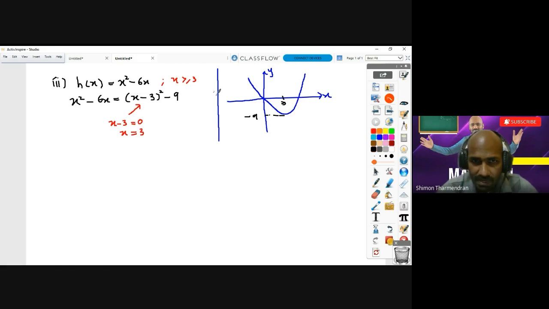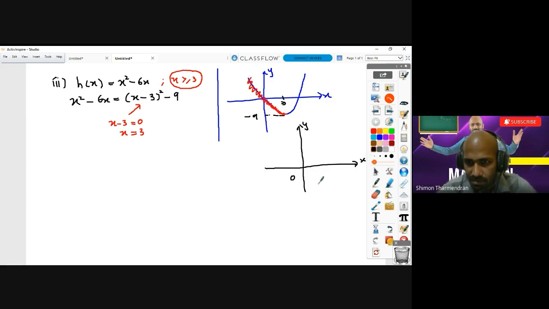So when they say the graph is only valid for x greater than or equal to 3, anywhere before 3, I erase the graph. Bahagian ni harus dipadamkan. So sekarang, if you draw the graph over here, for x greater or equal to 3, we have a curve starting at -9, going up, up, up, up. So this is 3. And there you go, guys.